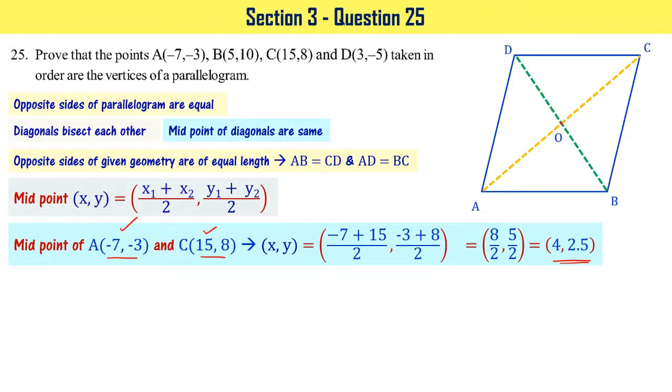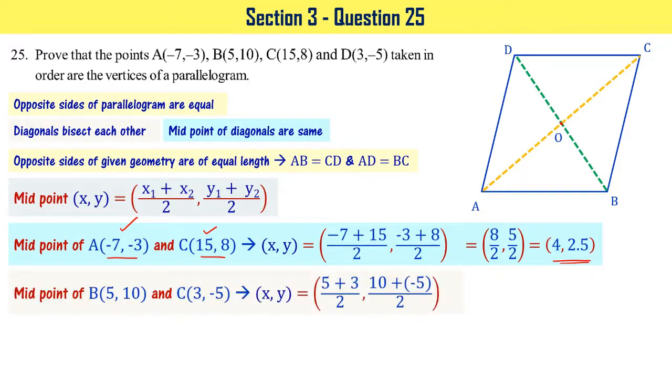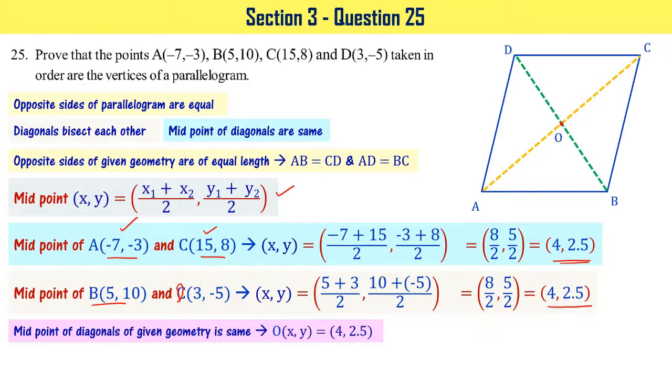Let's say, right? Now let's see the midpoint of DB or BD. B is 5 comma 10. Sorry, D is 3 comma minus 5. When you substitute those two into the midpoint formula and simplify, you get the answer as 4 comma 2.5. It means the midpoint of one diagonal AC is exactly equal to the midpoint of the other diagonal, BD, right? The midpoint O is 4 comma 2.5. The midpoint is the same.